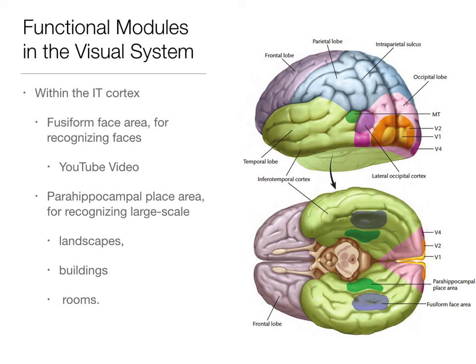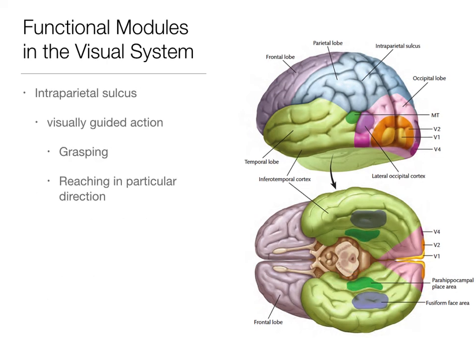And another area that we see is the parahippocampal place area. In this picture, the fusiform face area is this purple area. The parahippocampal is this green area. In the parahippocampal, we're processing landscapes, buildings, rooms. So again, its name tells you what it does. It does places. So the fusiform face area does faces. The parahippocampal place area does places. And again, these are more large scale kinds of things.